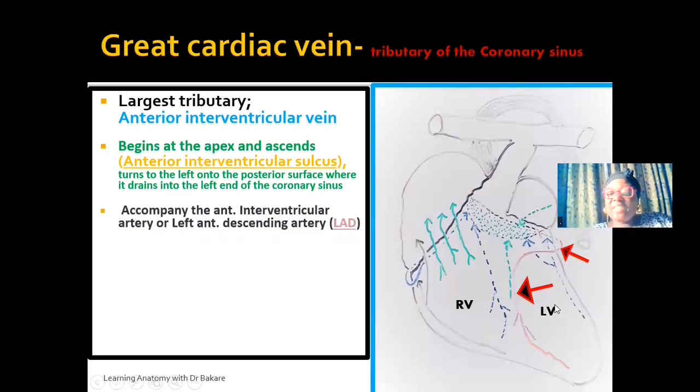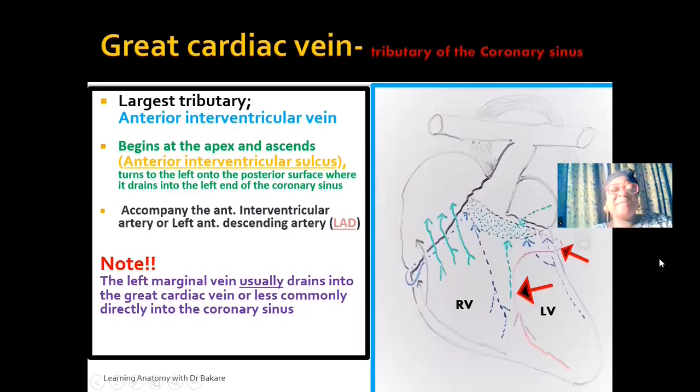The great cardiac vein or the anterior interventricular vein is seen to accompany the anterior interventricular artery or the left anterior descending artery. Remember, we talked about this artery in our previous lecture on the coronary circulation. We said that this artery passes through the anterior interventricular groove. The corresponding named vein accompanies this artery. So the great cardiac vein or the anterior interventricular vein is accompanied by the anterior interventricular artery or the left anterior descending artery.